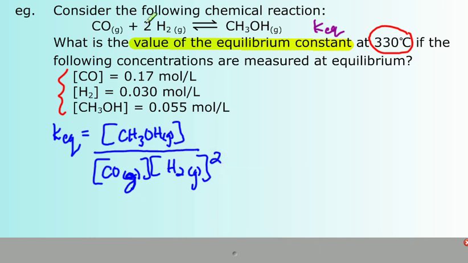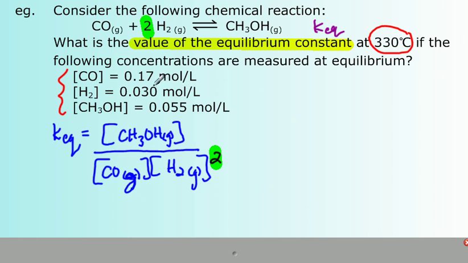So be careful, remember with these coefficients in the balanced equations, they're going to pop up as exponents in our equilibrium constant expression. These are all gaseous reactants and products, so they're all included. Also, don't forget to put products on top and reactants on the bottom.